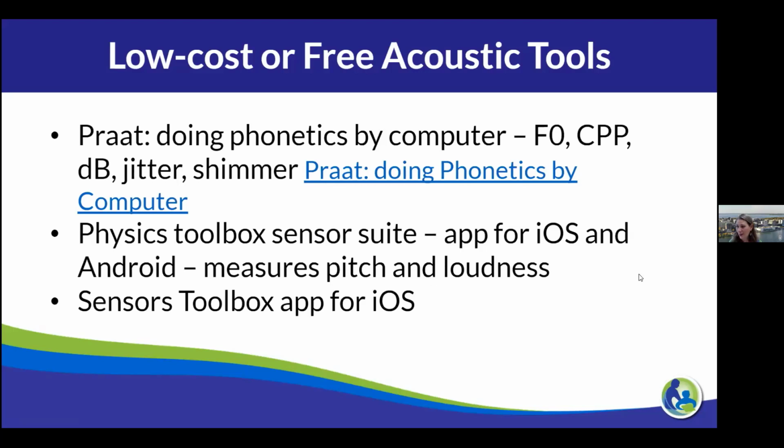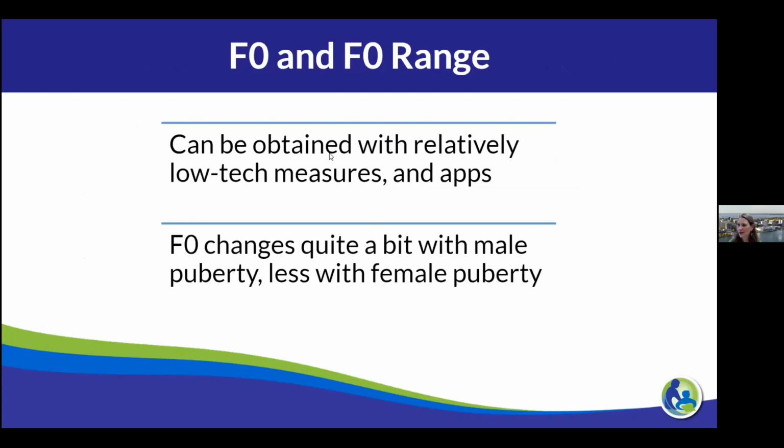There are some apps. These change pretty frequently, so I don't have a specific list. But the Physics Toolbox Sensor Suite and Sensors Toolbox are some that some people would use, especially for fundamental frequency and loudness. So fundamental frequency and fundamental frequency range. So what is the mean speaking fundamental frequency and what is the student's pitch range? These can be obtained with those relatively low tech measures. And we should know that the fundamental frequency does change quite a bit with assigned male puberty, less with assigned female puberty.